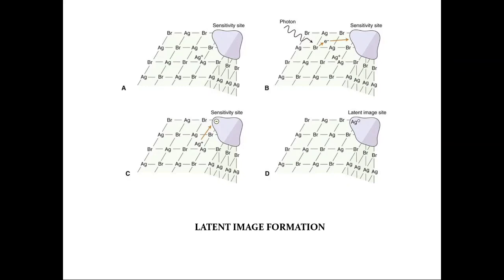And once the developer has been exposed to this for processing, what happens over here is that it causes the neutral silver atoms at the latent image sites to initiate the conversion of the silver ions in the crystal to form a metallic silver. And then in the developer itself, the bromine itself tries to dissolve within the developer.